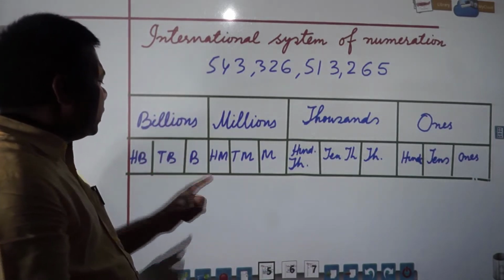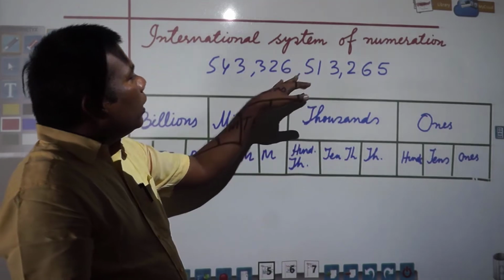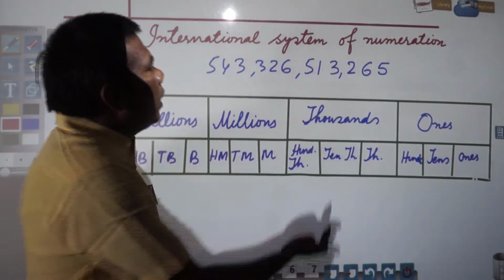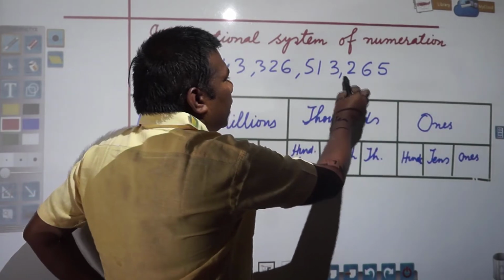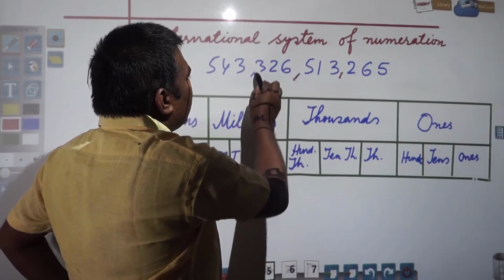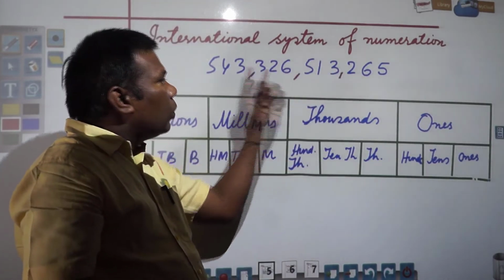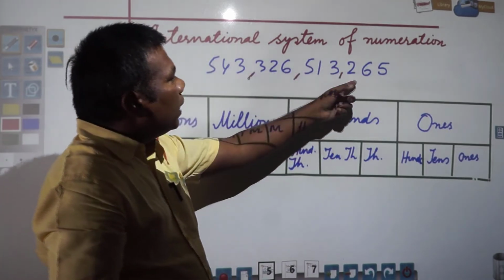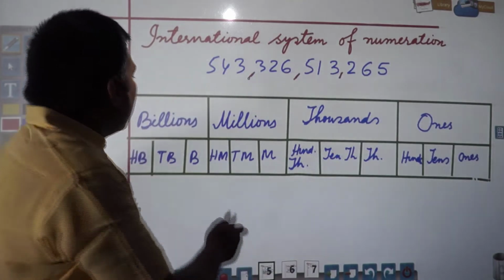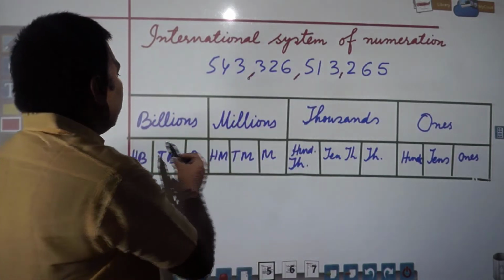Then you have billions, ten billions and hundred billions. If any number has been written in this way, after the ones period they put a comma, and after every 3 digits they put a comma. In the national system, what do we do? After every 2 digits we put a comma. And in the international system, after every 3 digits they put a comma. So if you need to read this number, how will you read?